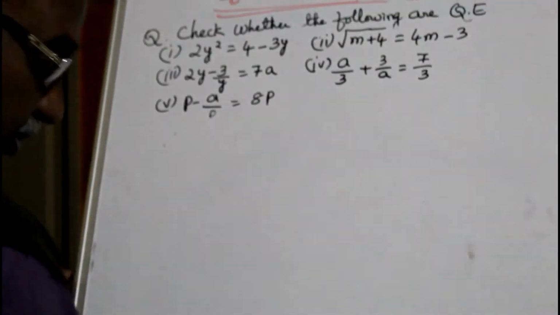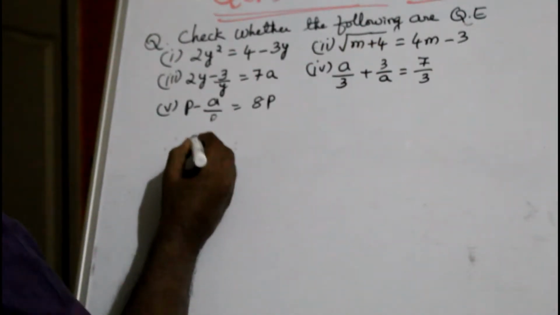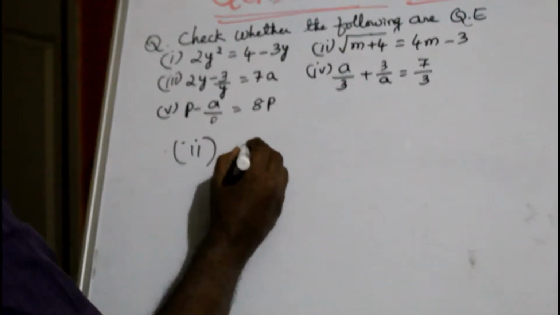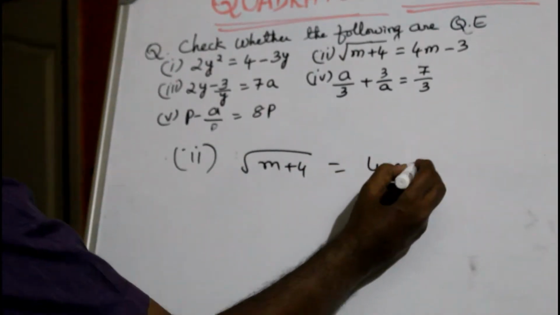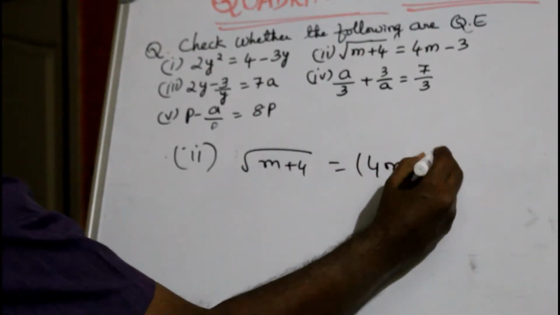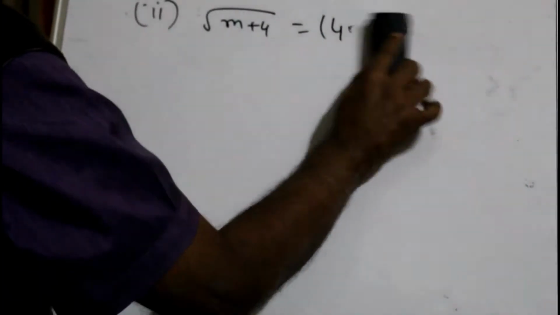We'll try the second sum. The second sum deals with a variable called m. Root of m plus 4 equal to 4m minus 3. Write the question first.